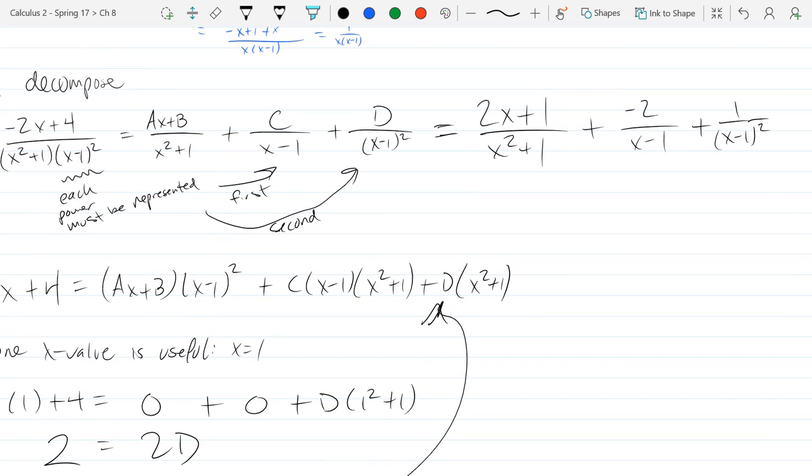So you should be wondering, why are we doing all this decomposition? Because what we're going to do is use this algebra trick to integrate these functions. So we're going to take a complicated fraction and break it into the sum of partial fractions, or you could say smaller or simpler fractions, that hopefully we can integrate separately.